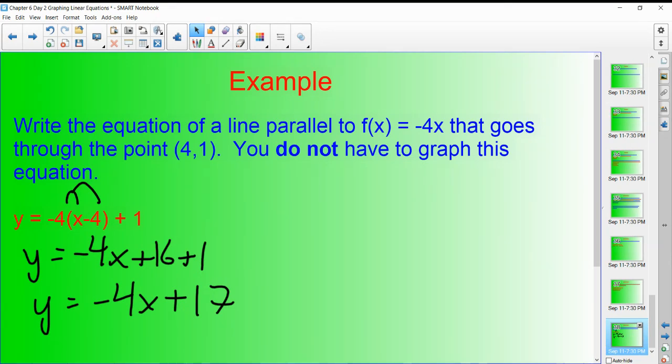If I'm given a graph, I know how to write the equation. I need to know slope, some points. I can do this. If I'm given information about parallel and perpendicular, I know the slope. And once again, I can write the equation. Now go ahead and do some practice, and we're going to get really solid at writing equations and graphing lines.